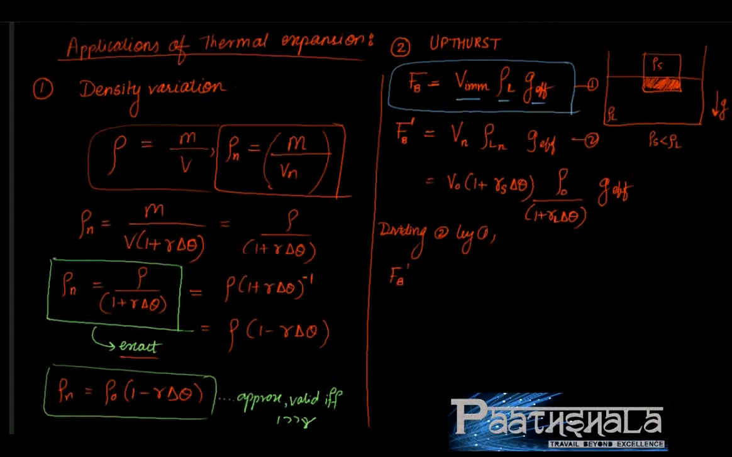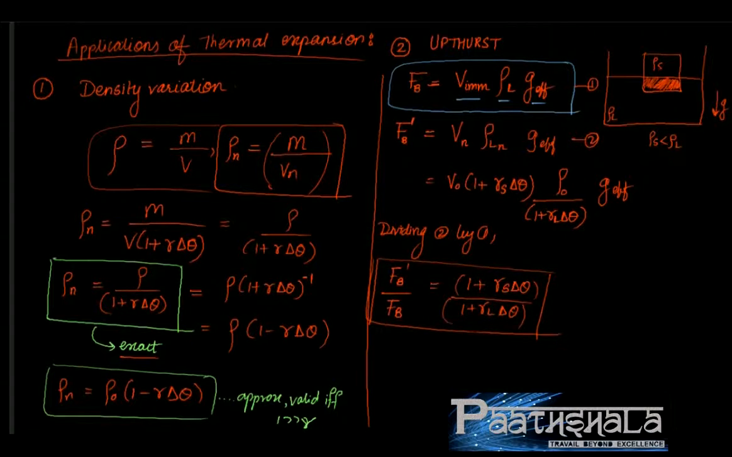It's upthrust. Upthrust new upon upthrust old is equal to, actually all that remains is 1 plus gamma solid delta theta upon 1 plus gamma liquid delta theta, and this gives you an exact expression. This right here is an exact expression of the new upthrust. Density gets cancelled, volume gets cancelled. Original density is getting cancelled, not the new density. New density term has remained over here. New density term involves these two terms which have remained. Original density was cancelled.